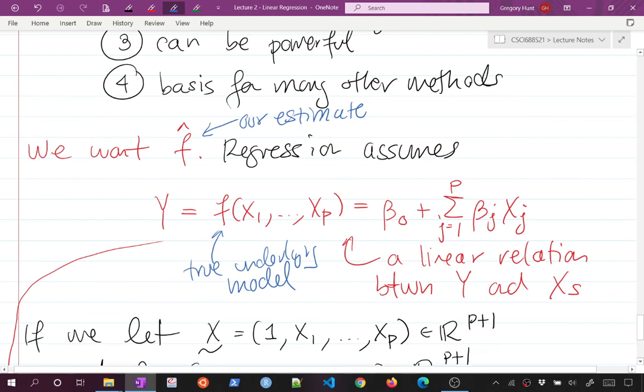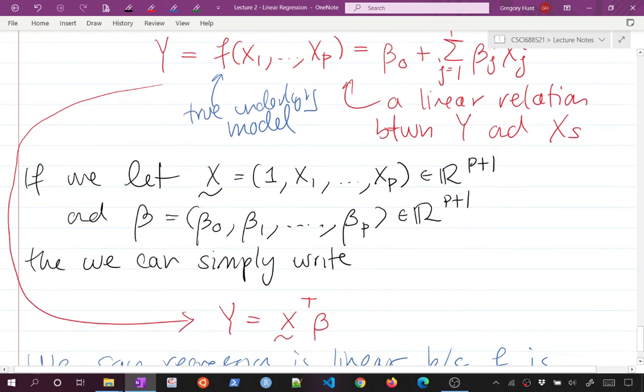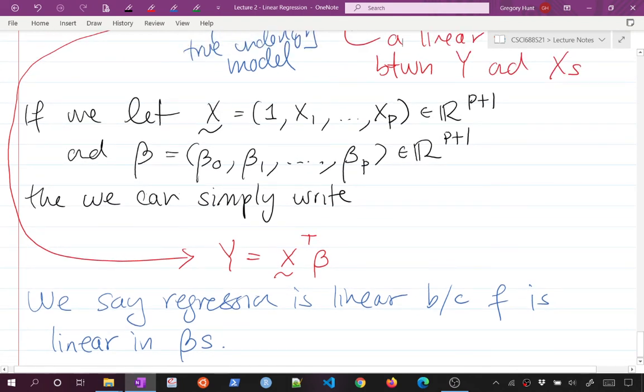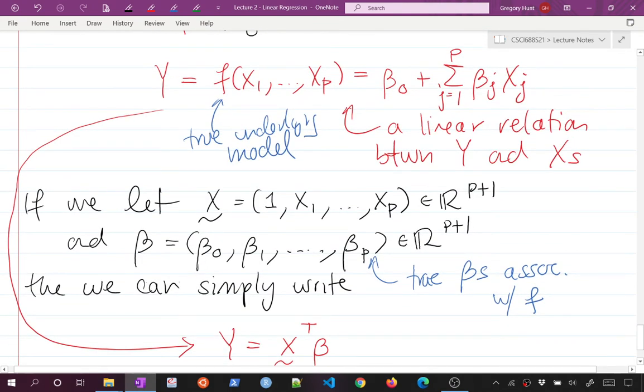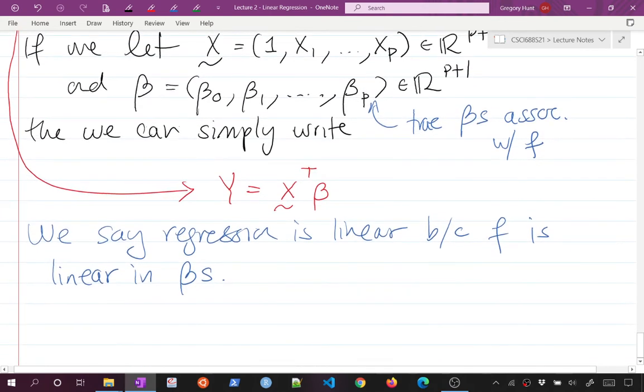But f hat is our estimate. There's some true underlying f. We're going to assume that there's some true underlying model, and f is, in this case, going to be our true underlying model. And so the betas are the true betas associated with the true functional relationship f. And in this case, the true functional relationship is just linear. And so this true functional relationship can be written as this inner product, x transpose beta. And so we say this is linear regression because f, this true relationship, is a linear function of the coefficients betas. Linear here means inner product, basically, or matrix product, either way.